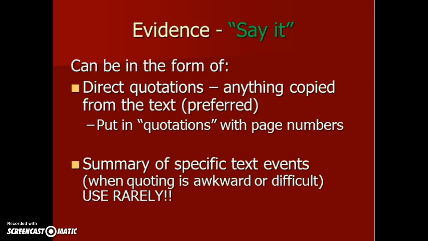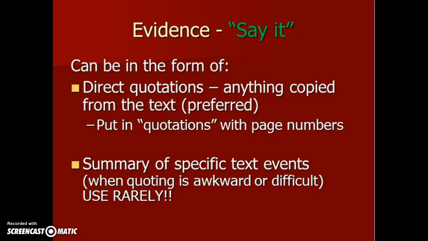Once you've set up a claim, you've set up a reason to support your topic sentence, you will then need evidence. You will need to say it. You will need to provide evidence from the text that supports your claim and in turn your topic sentence. This can be in the form of either direct quotations or a summary of specific events. Now, direct quotations is when you have anything that's copied word for word from the text. This is where you'll see things that are put into quotation marks with page numbers.